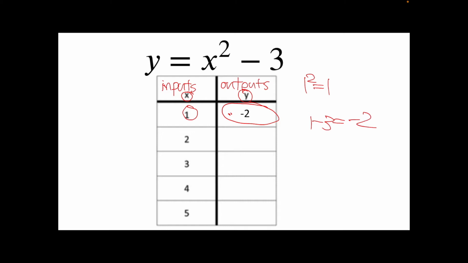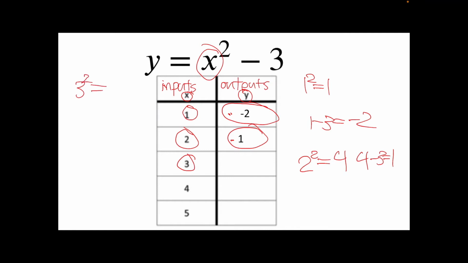Now, what about when x is equal to 2? Well, 2 squared equals 4, and 4 minus 3 equals 1. So we know that this is 1. Now let's just do one more. What about when x is equal to 3? Well, 3 squared equals 9, and 9 minus 3 equals 6. So we know that this is 6.